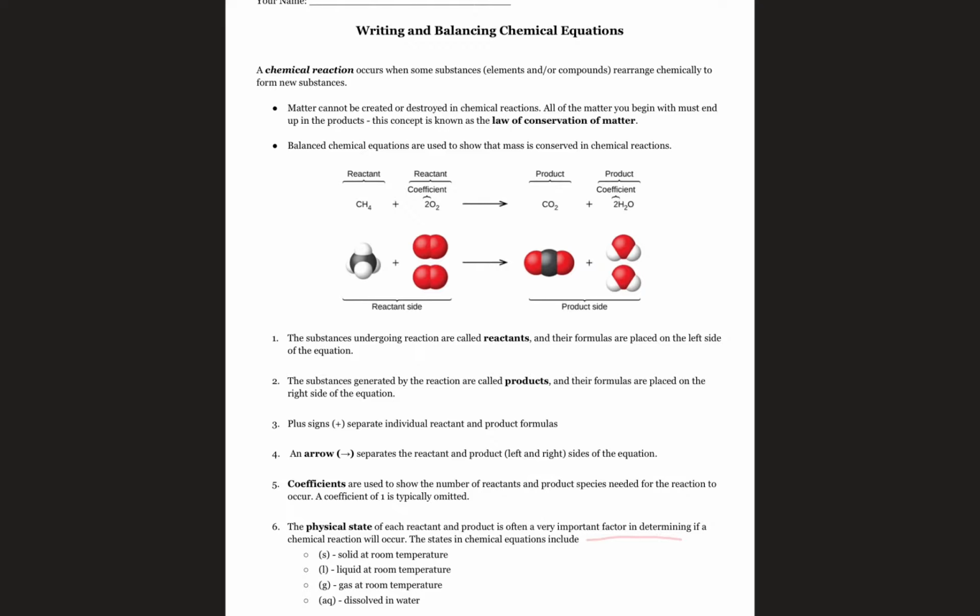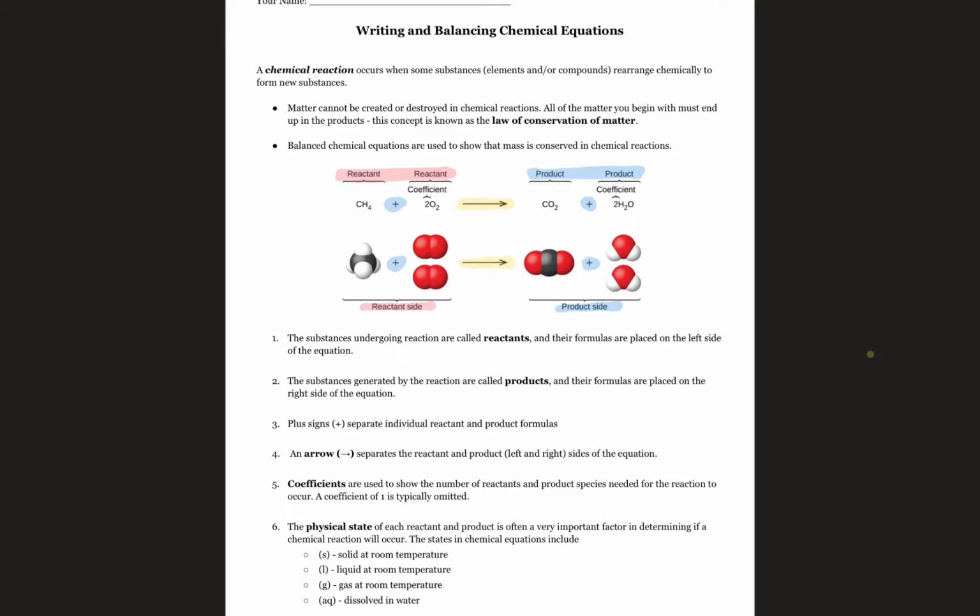So let's quickly look at the components of a chemical equation. The reactants are the substances that are there prior to the reaction, and the products are the things that you generate in the reaction from the reactants. We put the reactants on the left side of the chemical equation and the products on the right side. When you have multiple substances on either the reactant or product side, you separate those substances with a plus sign. And arrows are used to separate the reactant and product sides of the equation.